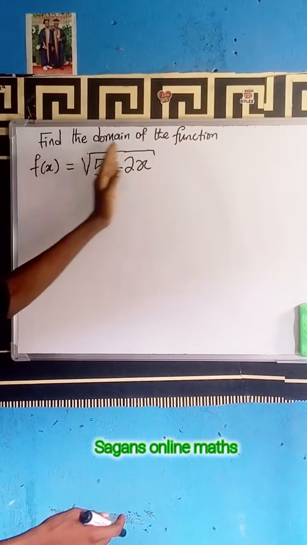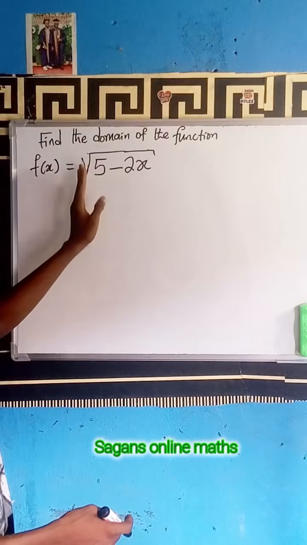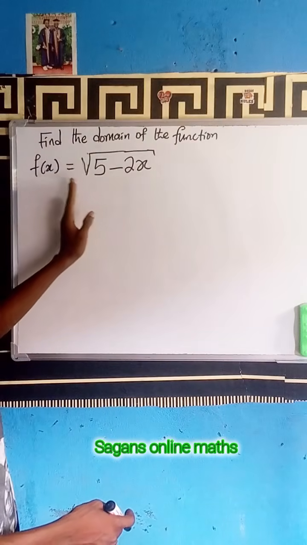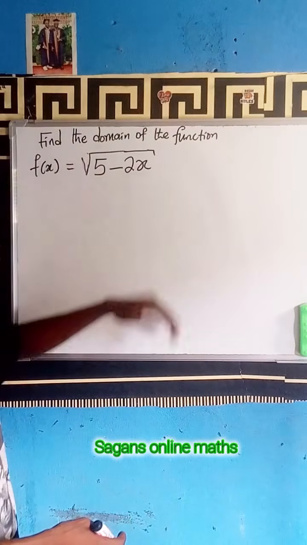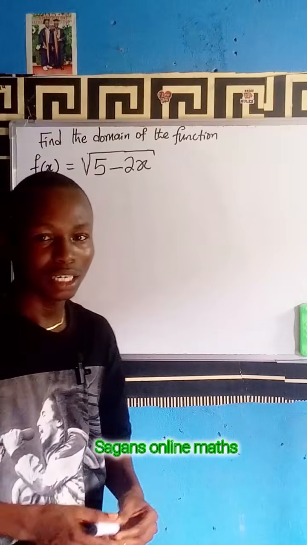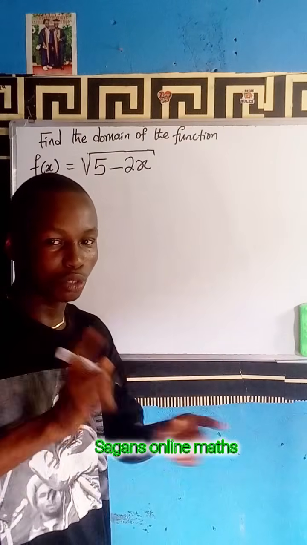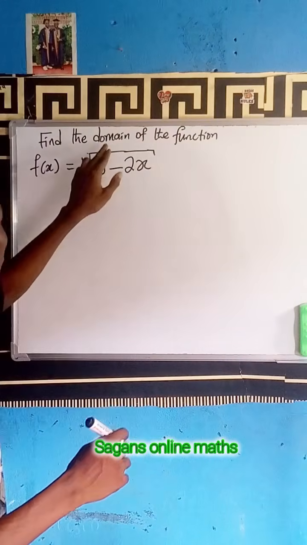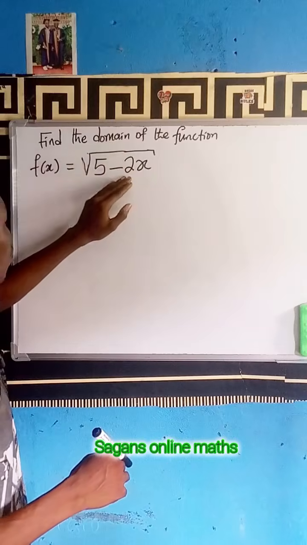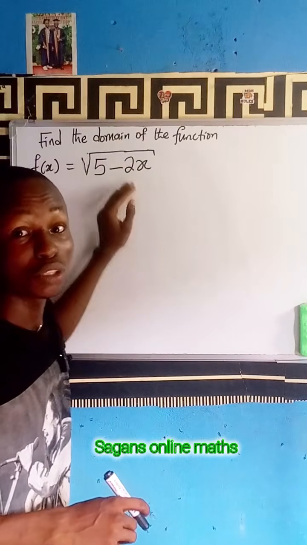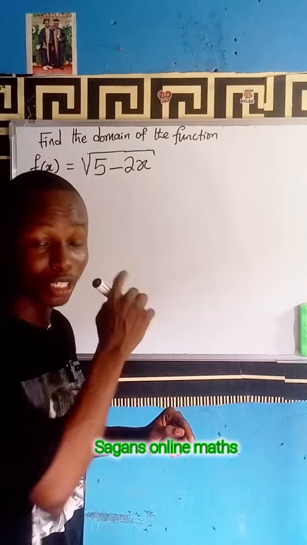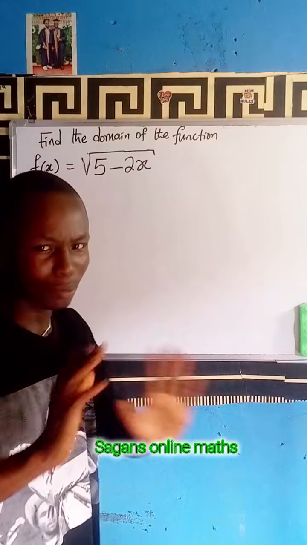We are asked to find the domain of the function f of x equals the square root of 5 minus 2x. So we are asked to find the domain, right? Most students, when they hear this question of domain, they will run away. No, come. Domain simply means what are the possible values of x that will make this function defined, not undefined. That's what it means by domain.